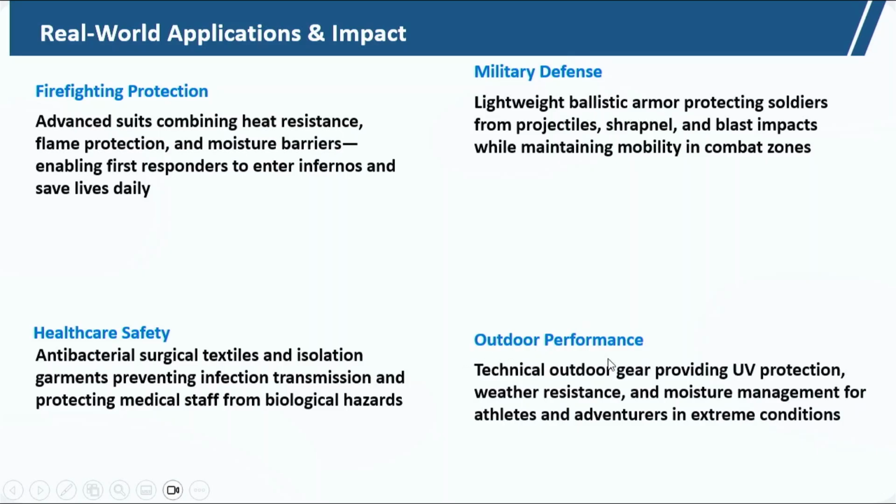And outdoor performance. There are different types of outdoor performance. Technical outdoor gear provides UV protection, weather resistance and moisture management for athletics and adventure in extreme conditions. These are the different types of real life scenarios.